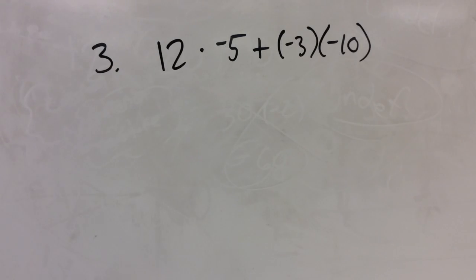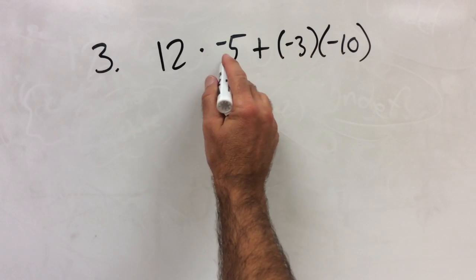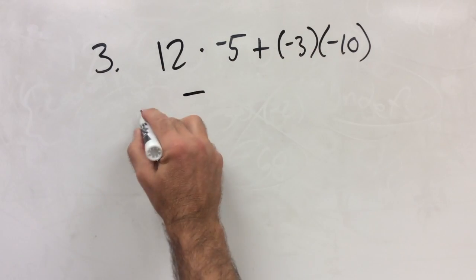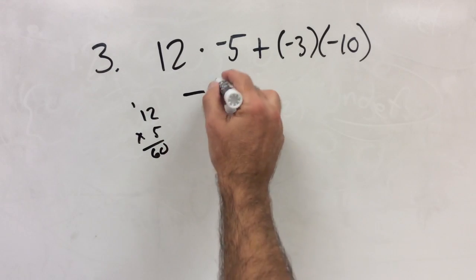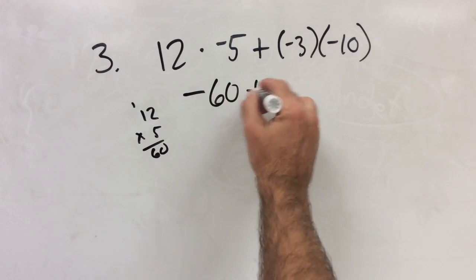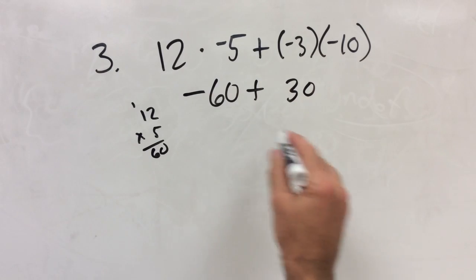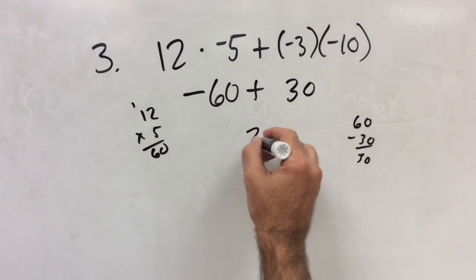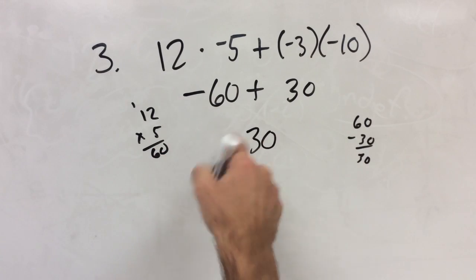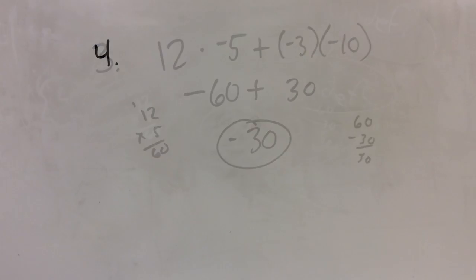And example number 3, we see multiplication, addition, and multiplication. So we'll work left to right with the multiplications. First 12 times -5, which ends up being a negative answer. It's going to be a -60. And we multiply the -3 and -10, same signs, positive 30. And we add different signs by subtracting their absolute values and use the sign of the greater absolute value, which would be the -60. -30 is the answer.